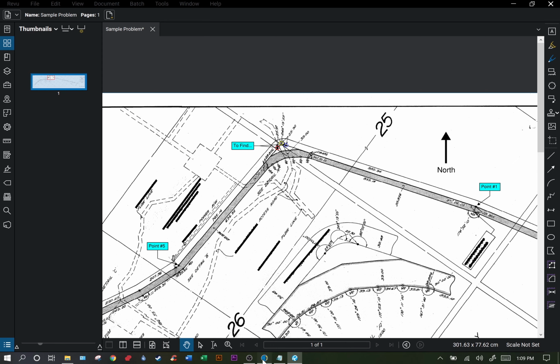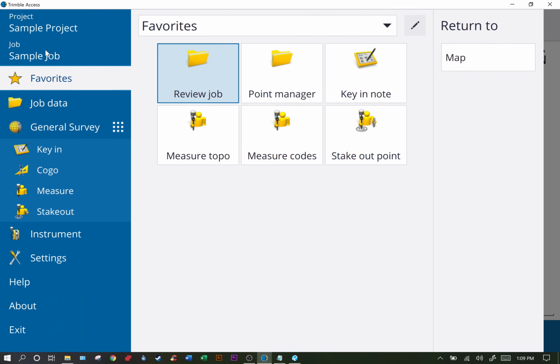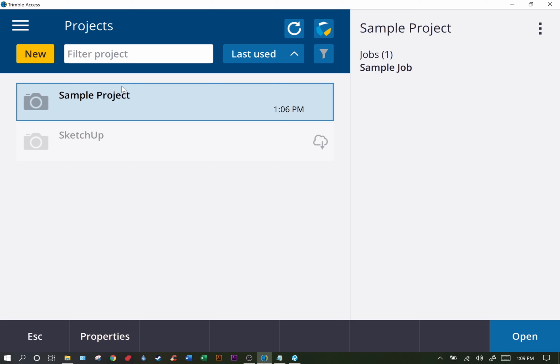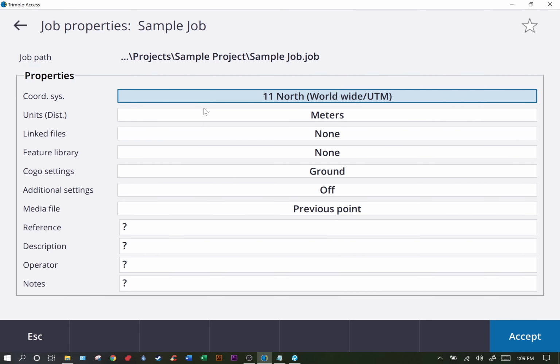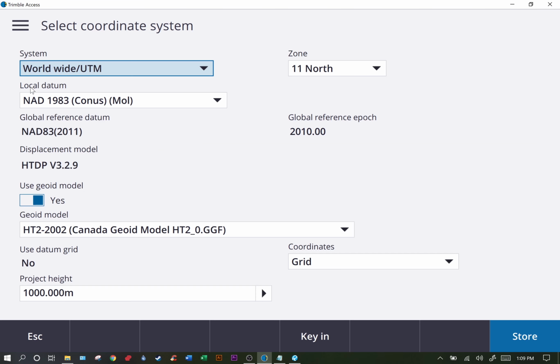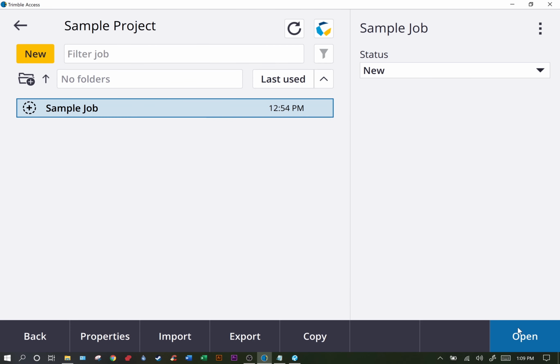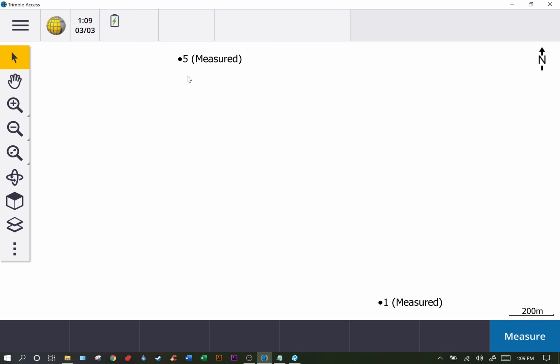So first things first, I'm going to jump into Trimble Access, go over to my project. I already have a sample project made up for this. I'm going to open that as well as a sample job. Here are my properties. I'm working in UTM in Zone 11 North, and I'm using the 2002 model of the Canadian geoid model, I guess. So right off the bat here I have points number 1 and number 5 keyed in because they're essentially known. I have northing and eastings for them, so I can just key them in and start using them right away.